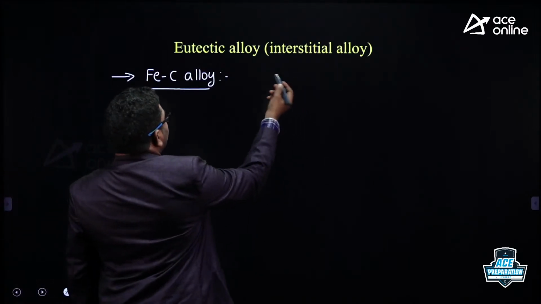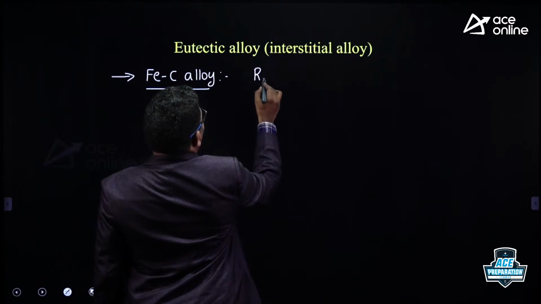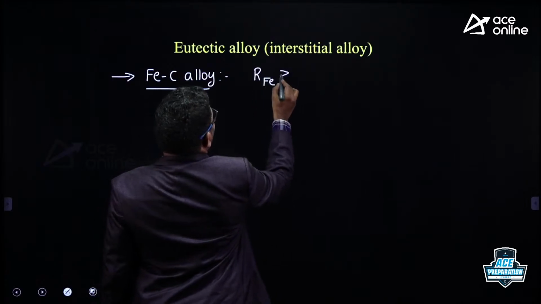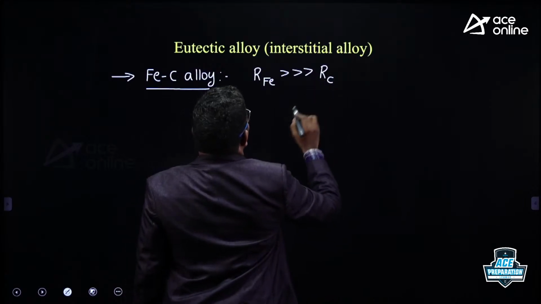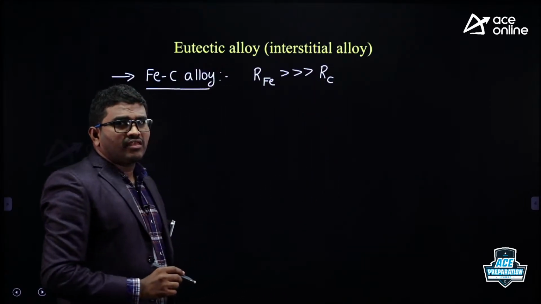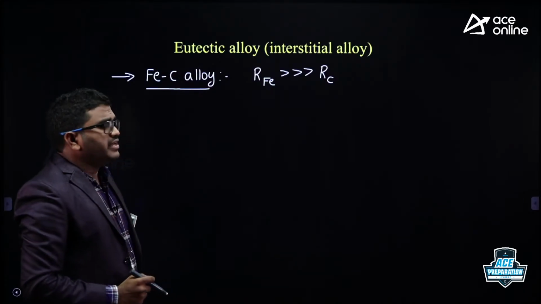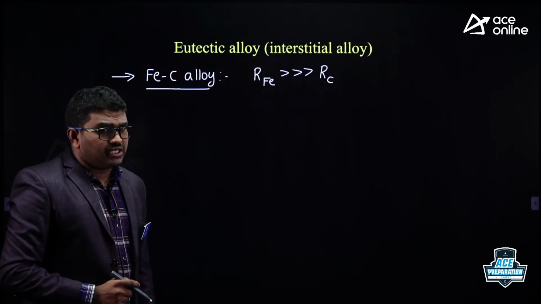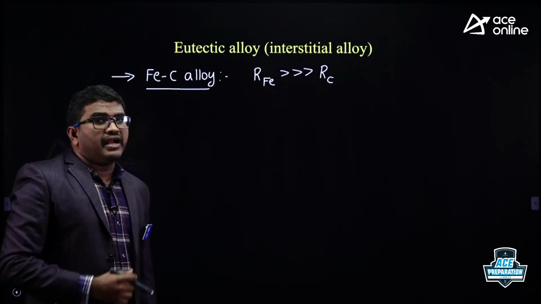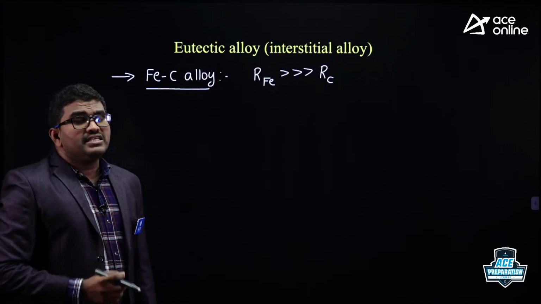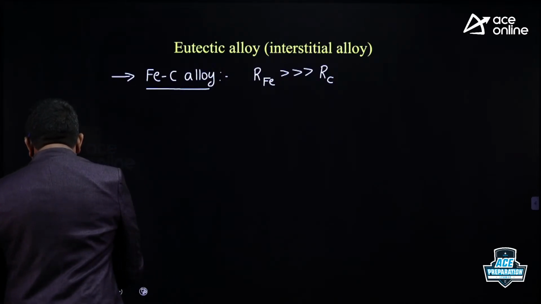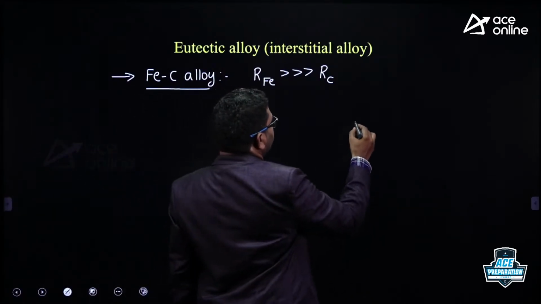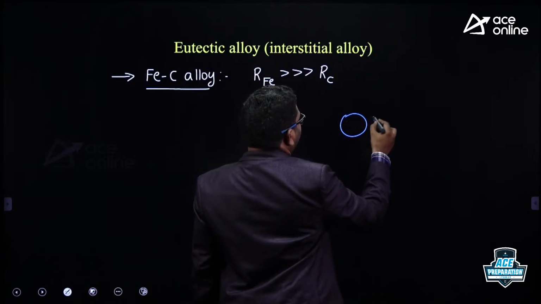Now the radius of iron is very large in comparison with the radius of carbon, so the carbon atom occupies an interstitial position. Let us consider, see here, these are iron atoms.